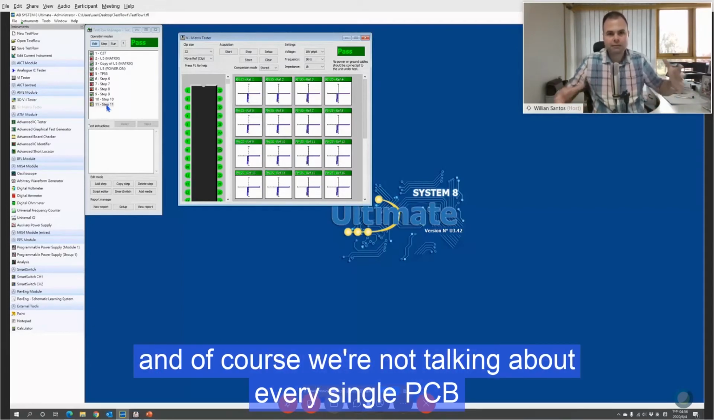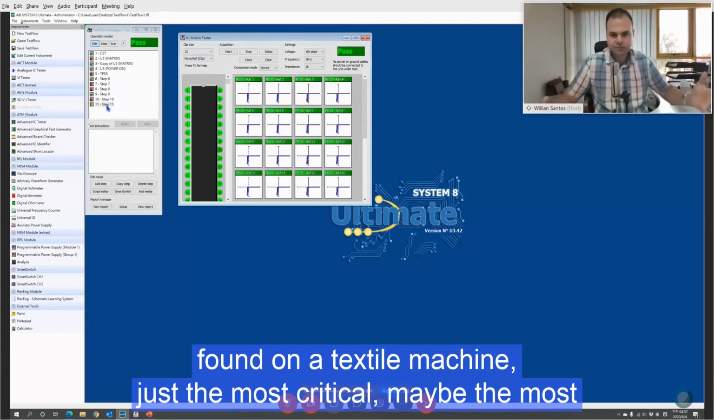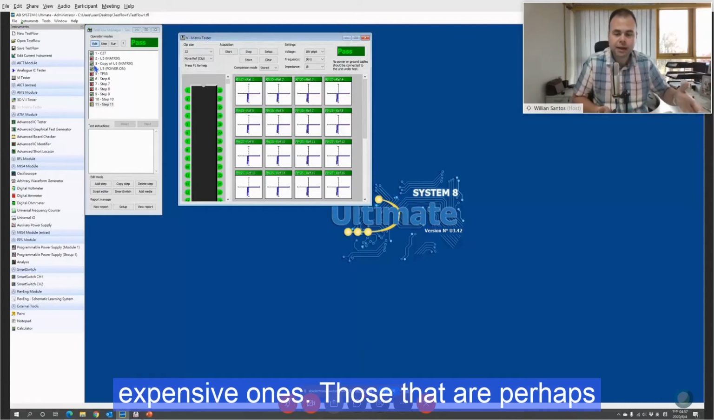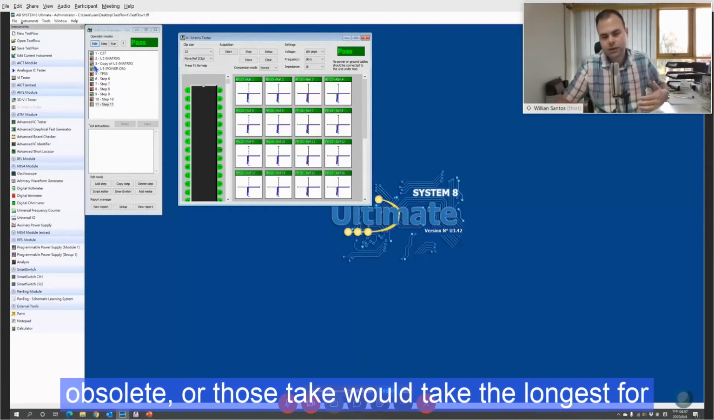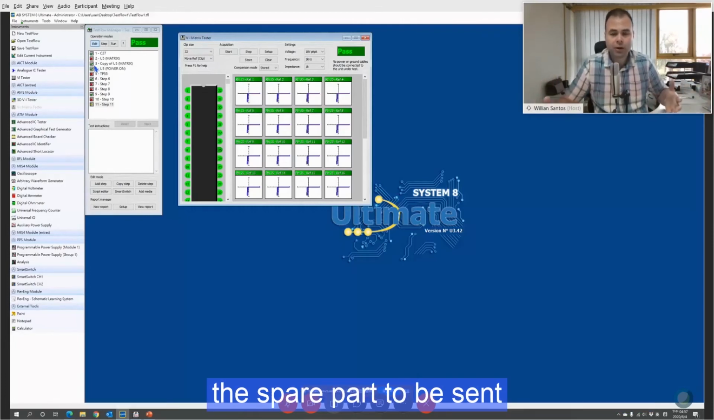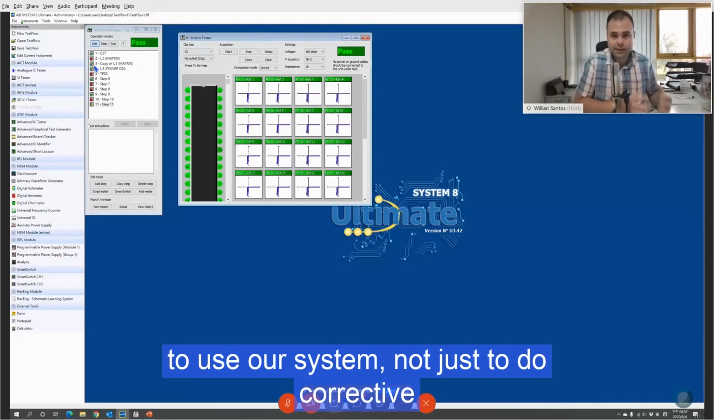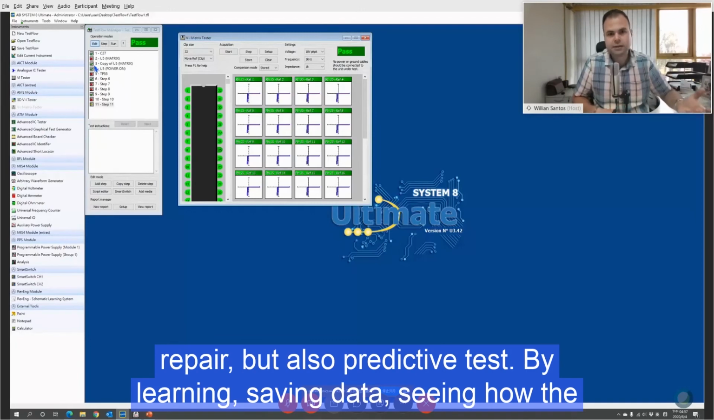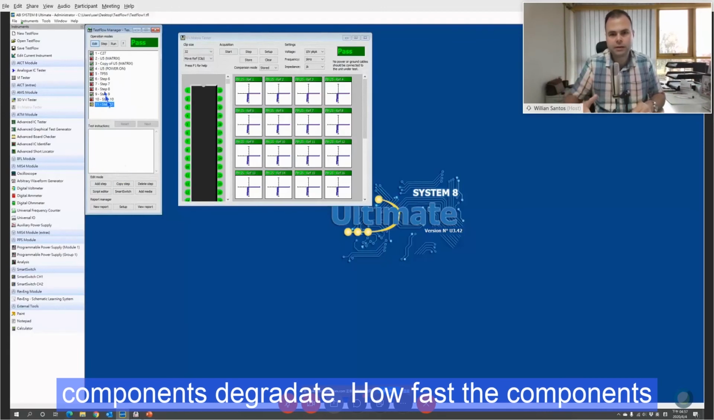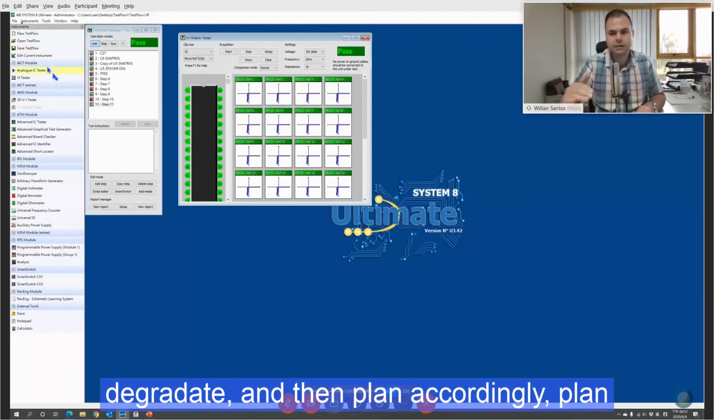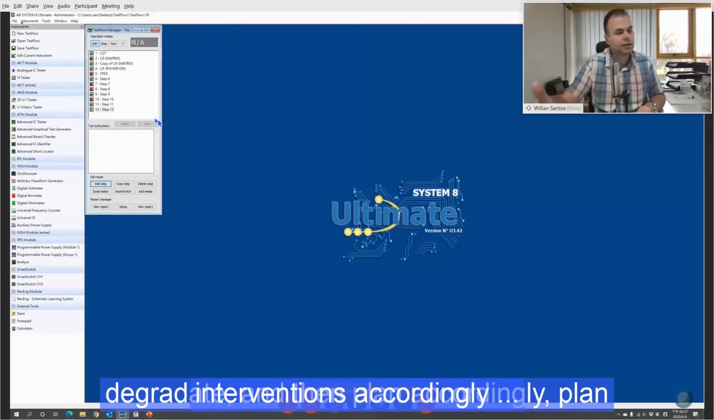And of course, we're not talking about every single PCB found on a textile machine, just the most critical, maybe the most expensive ones, those that are perhaps obsolete, or those that would take the longest for the spare part to be sent by the manufacturer. So companies have the ability to use our system not just to do corrective repair, but also predictive testing by learning, saving data, seeing how the components degrade, how fast the components degrade, and then plan interventions accordingly.